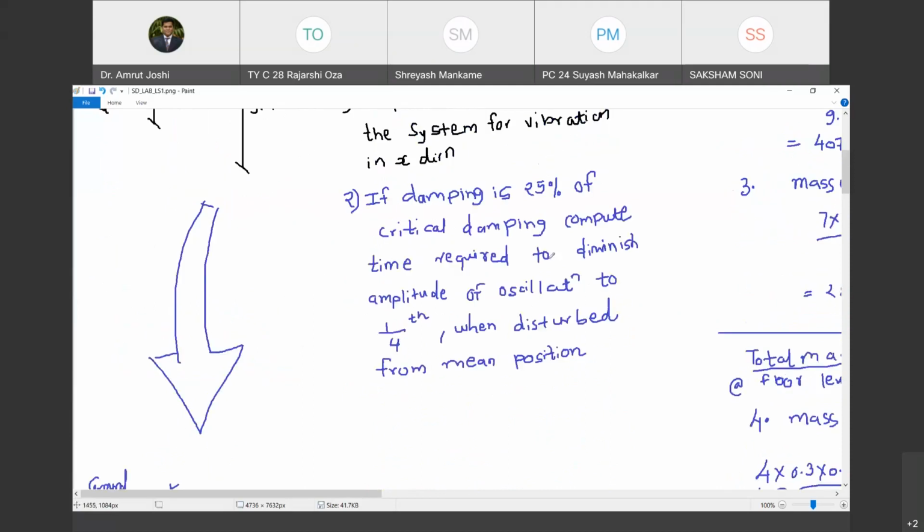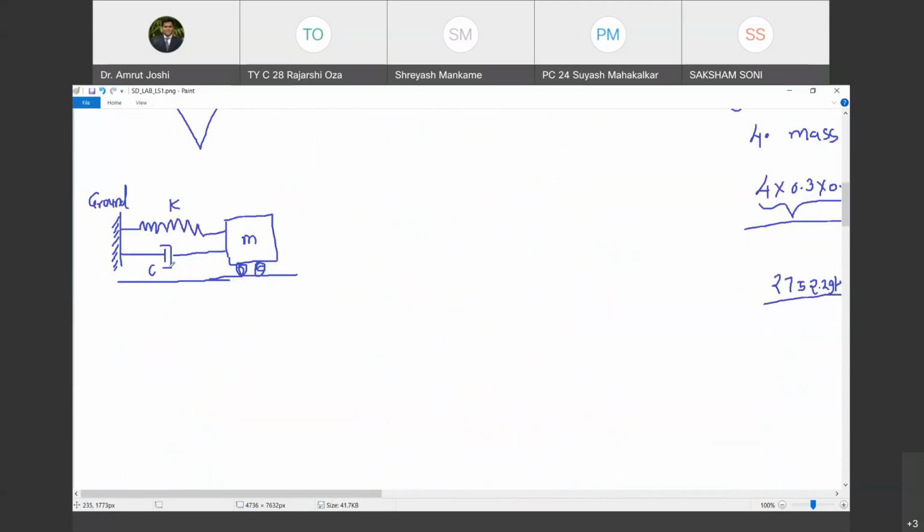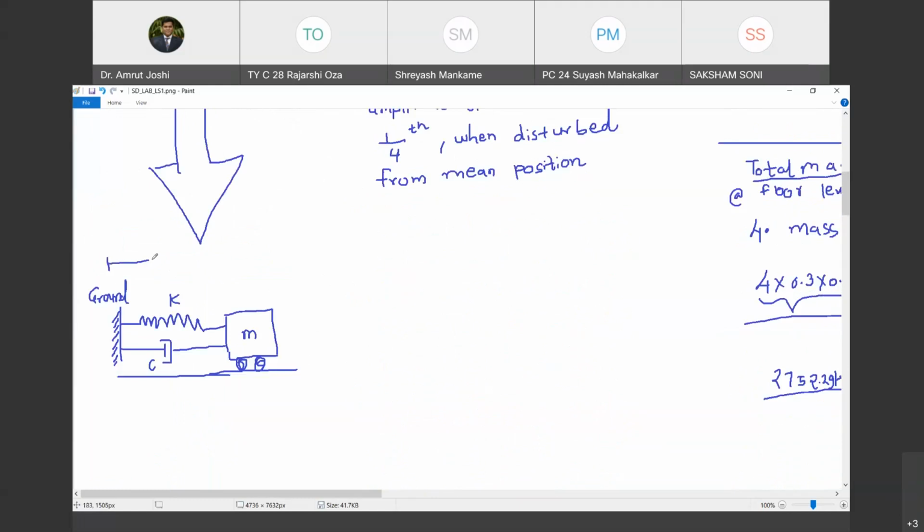Now, look, in which direction is the vibration asked? Compute the natural frequency of the system for vibration in x direction. That means you are going to pull this system in x direction and leave it, and you are going to allow it to vibrate in x direction. So which direction does this become here? This direction becomes now x direction. I hope you understand this.